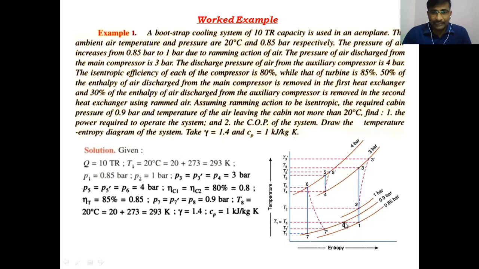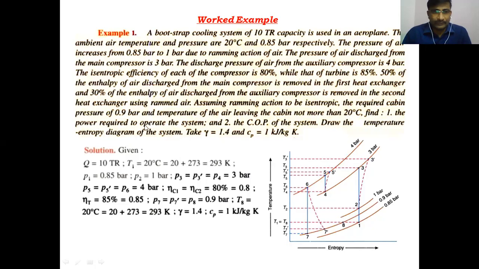In the cabin, the air absorbs heat from the cabin, and the air temperature rises again from 7 dash to 8 at cabin pressure, that is 0.9 bar. The temperature of air leaving the cabin should not be more than 20 degrees centigrade. That is at point 8, 20 degrees centigrade is the limiting temperature of the cabin.